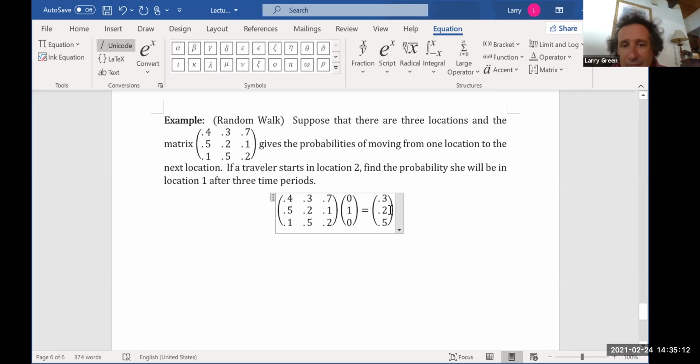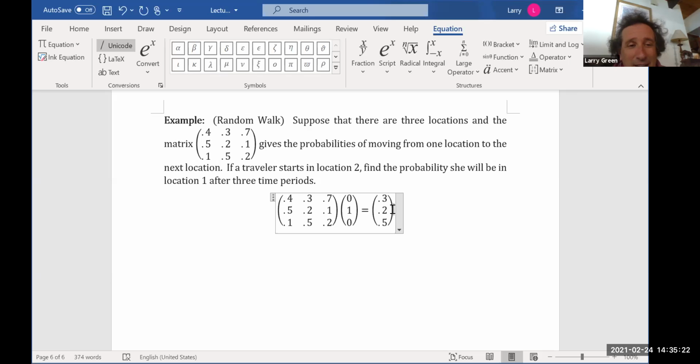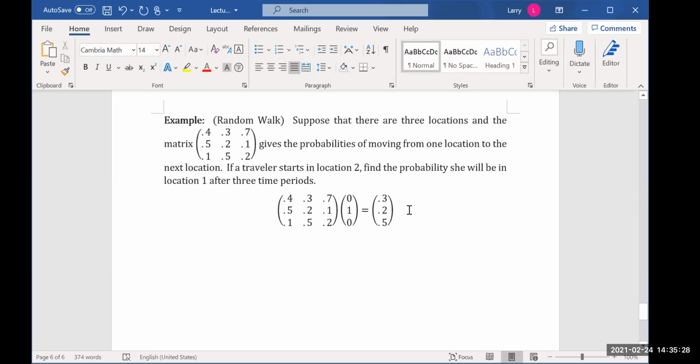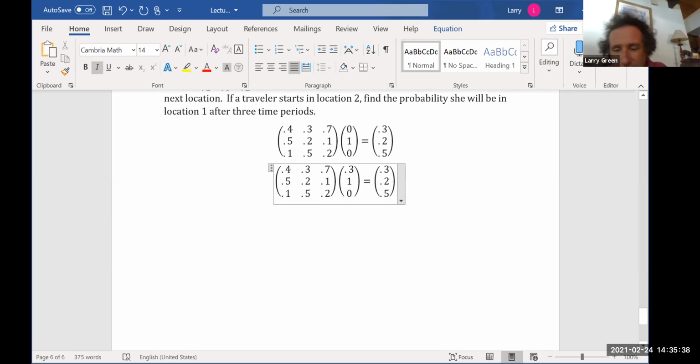Any questions on that? Okay, are we done? No. Why not? Don't we have to do it 2 more times? Yeah, we just found out after 1 year, we haven't found out after 3. So let's do it again. So now I need to not multiply by 0, 1, 0 anymore. I need to multiply by 0.3, 0.2, and 0.5. Okay, now it's a little more work, but it's not that bad.